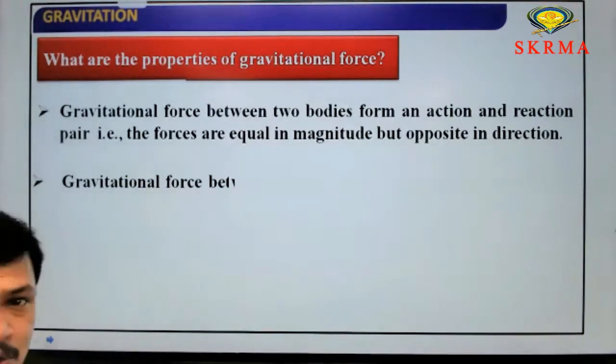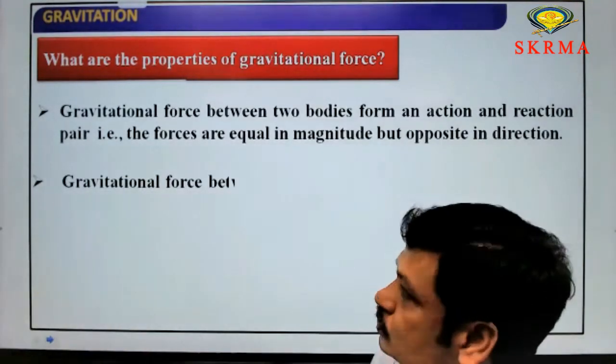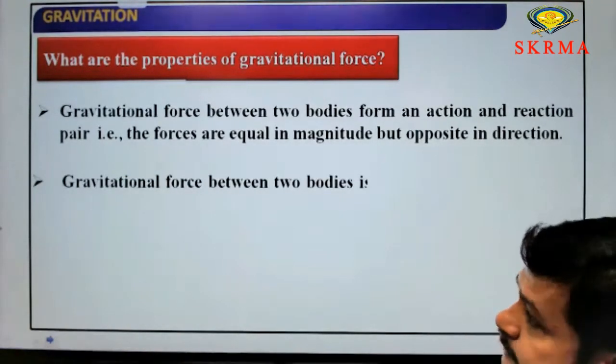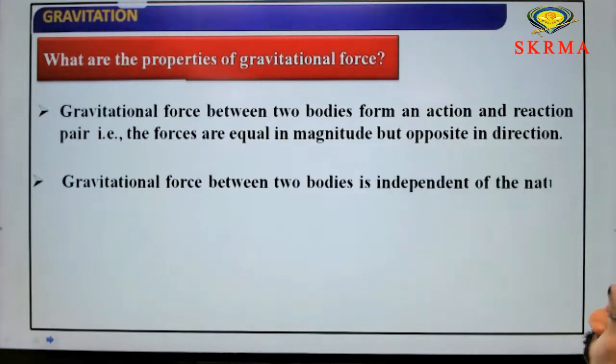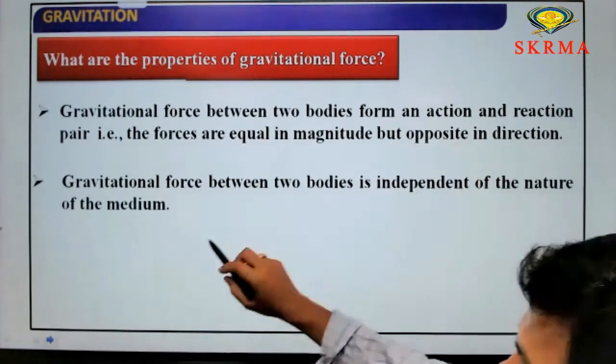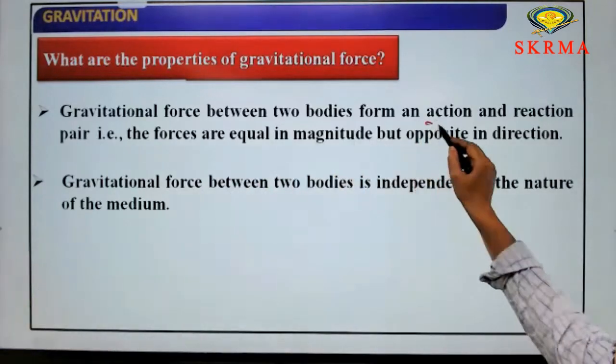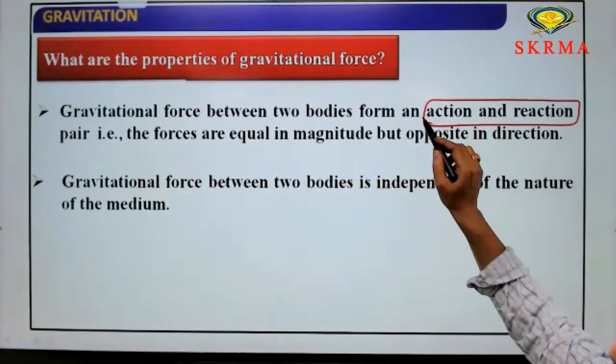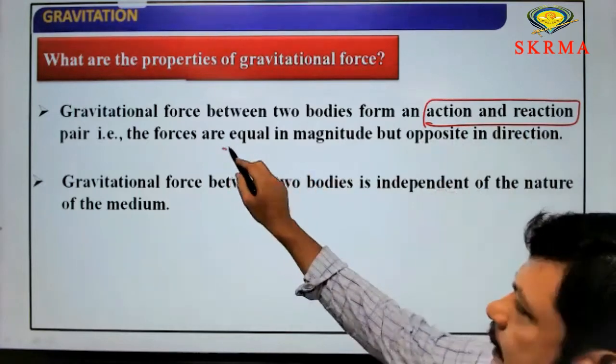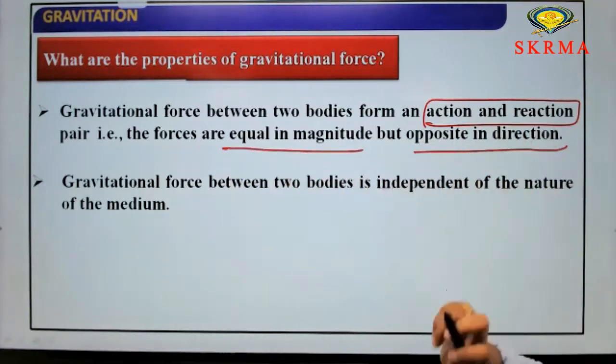What are the basic properties of gravitational force? The properties are also important. Here, the gravitational force between two bodies is an action and reaction pair. The forces are equal in magnitude but opposite in direction.